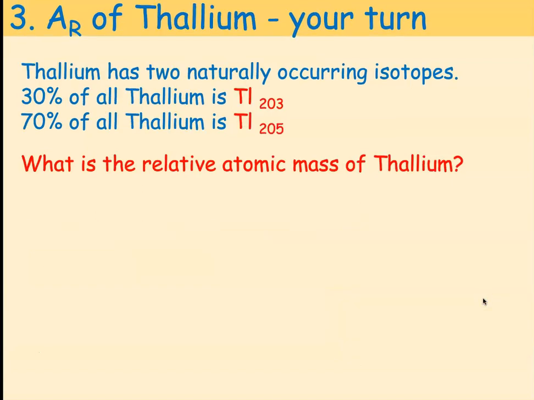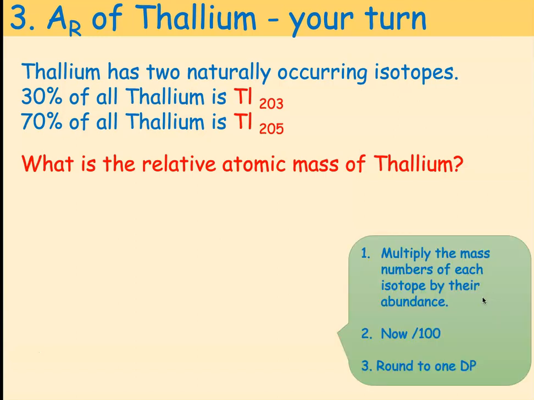Okay, third example. Thallium has 2 naturally occurring isotopes. 30% of all thallium is thallium-203. 70% of all thallium is thallium-205. What is the relative atomic mass of thallium? There's your instructions. I want you to pause the video and try and do your calculation.